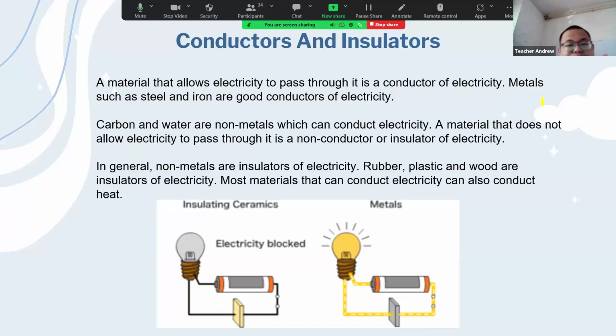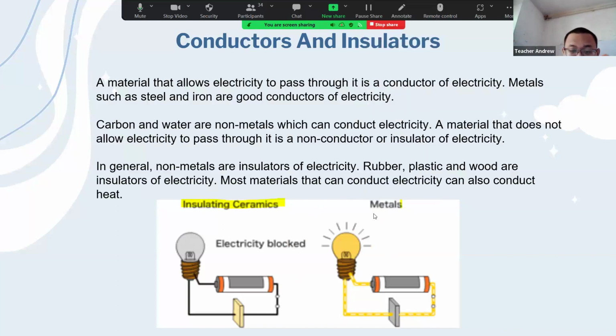However, when we have conductors, you also have insulators. Insulators are materials that cannot pass through any electricity. So carbon and water are non-metals that can conduct electricity, but rubber, plastic, and wood cannot let electricity pass through. All right, as you can see here in the diagram, we have an insulating ceramic and a metal.